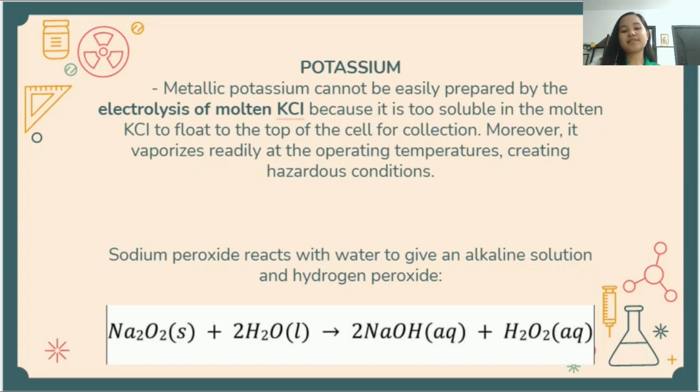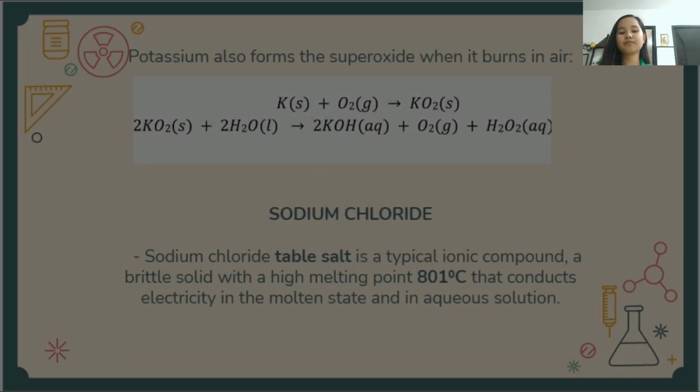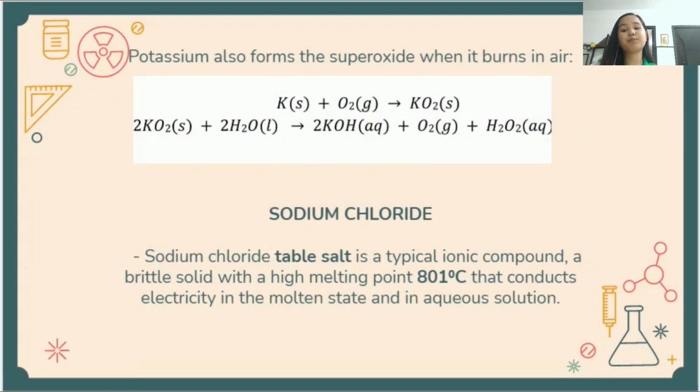Sodium peroxide reacts with water to give an alkaline solution and hydrogen peroxide. Like sodium, potassium forms the peroxide. Potassium also forms the superoxide when it burns in air.